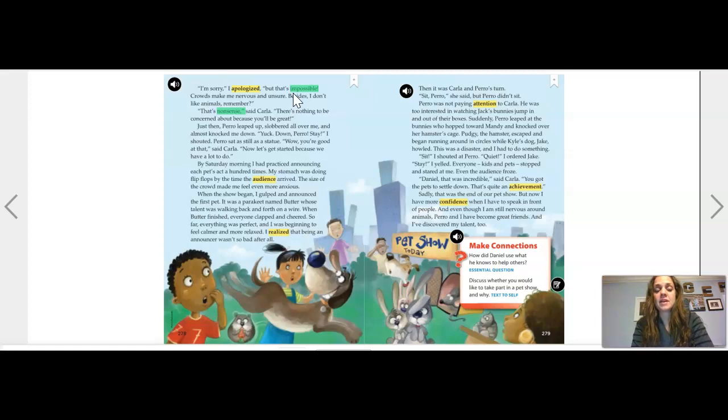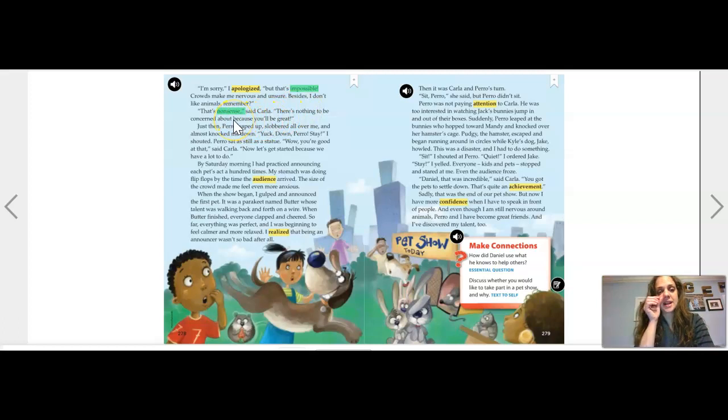The meaning of impossible. Let's read it in context. I'm sorry, I apologized, but that's impossible. Crowds make me nervous and unsure. Besides, I don't like animals, remember? But that's not possible. Did that match your thinking?